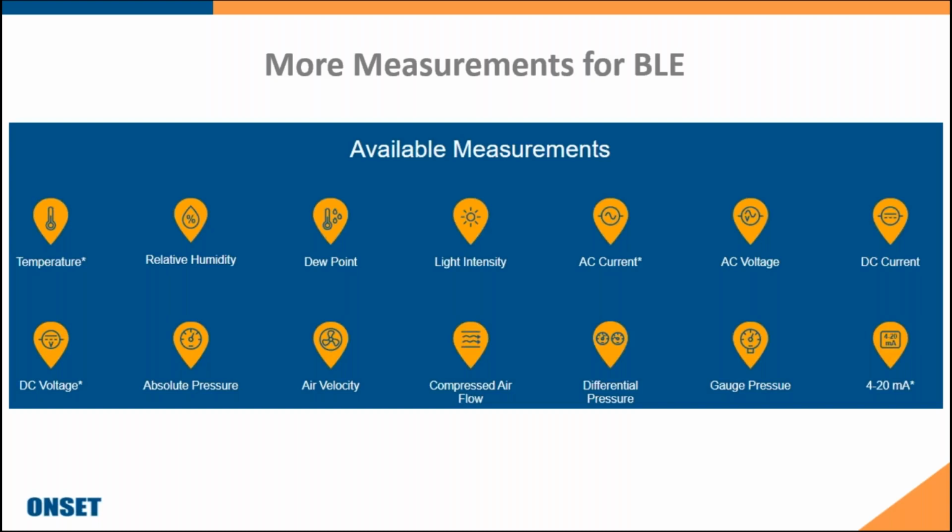You can also assign engineering terms to that measurement that will display on the screen. For example, if you're using a CT, which is a split core current transformer, you could set it up to read amps. If it's a temperature sensor, you could set it to show Fahrenheit or Celsius, depending on which method you would prefer to use.